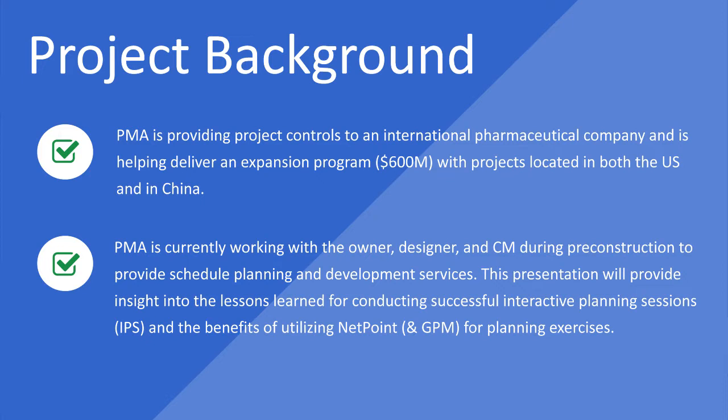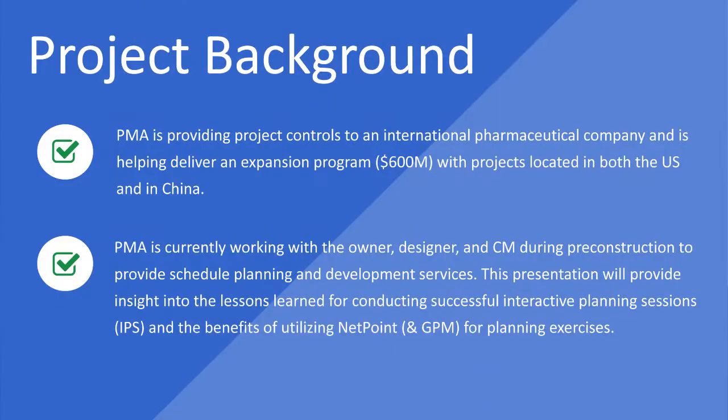It's a rather significant effort. The total project budget is $600 million. And that's broken between, again, a project in Massachusetts and in China. PMA is currently working for the owner, helping them represent their project controls needs, working with the designer and the CM, both in China and in Massachusetts, to help define a detailed project schedule.